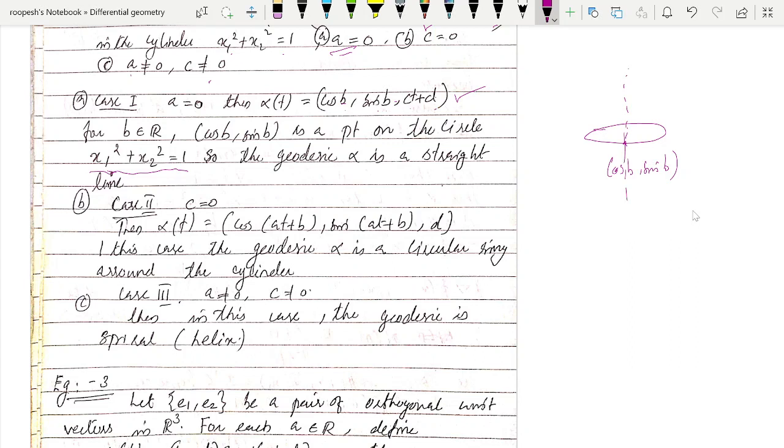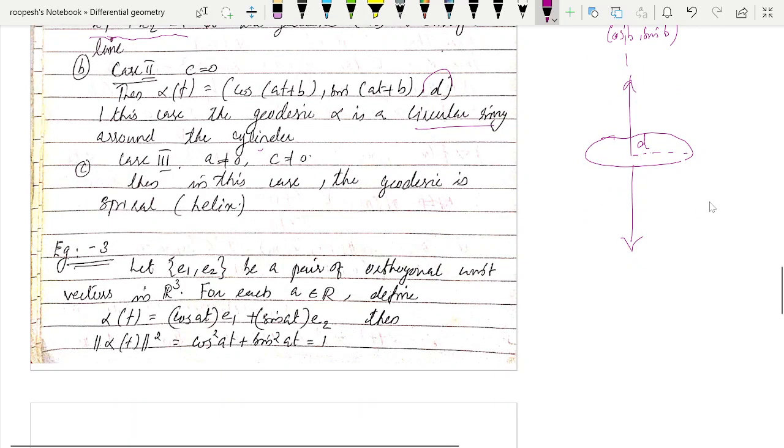So you are getting a straight line. Right. Now case 2, c equal to 0. In this case, the geodesic alpha is a circular ring around the cylinder. Because whenever c equal to 0, you are getting only d. So your x3 is fixed. Right? So whenever your x3 is fixed, you consider a circle along this one. So this is the x3 axis. Now this is the point d. So at d what you are getting is a circle. And case 3, in this case the geodesic is a spiral or a helix.